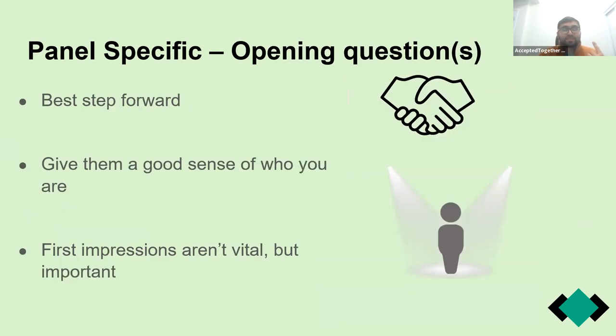Finally, this is the final point for panel specific. One thing that's very important, especially in panels, is that since this isn't like an MMI where you'll be rotating to speak with someone else, you're going to have maybe an hour or so, depending on the interview itself, where you're just talking with the same group of people. So although first impressions aren't completely vital, they are important. A lot of panels will open up with very broad general questions, something along the lines of tell me about yourself, or tell us about a time when, and so on and so forth.